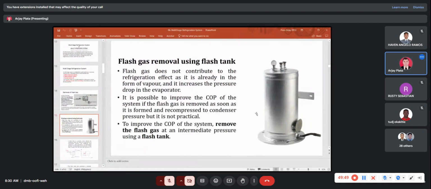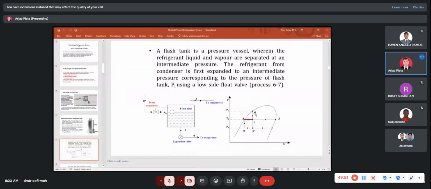So a flash tank is a pressure vessel wherein a refrigerant liquid and vapor are separated at an intermediate pressure. The refrigerant from the condenser is first expanded to an intermediate pressure corresponding to the pressure of the flash tank using a low side float valve.